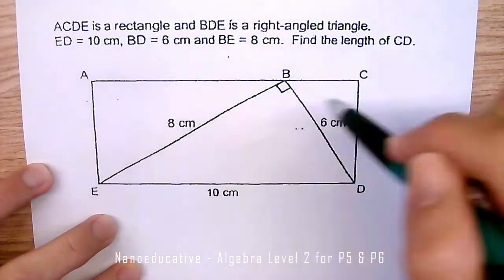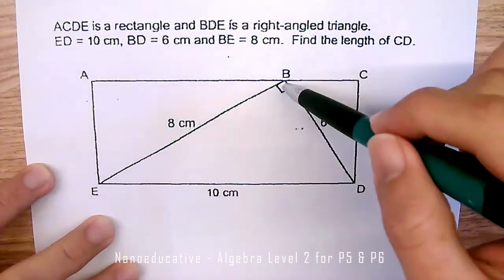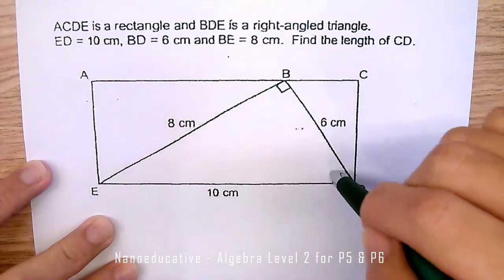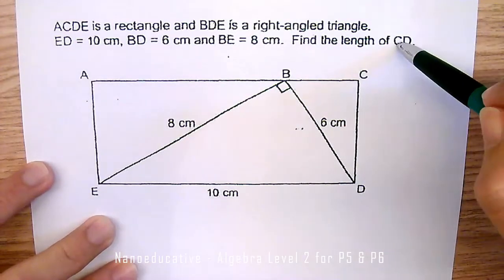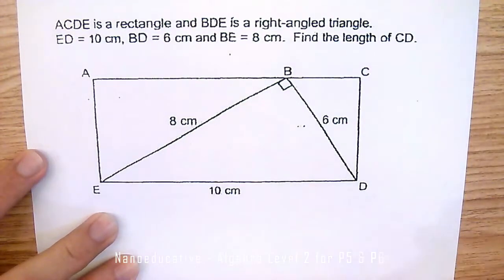ACDE is a rectangle, and BDE is a right angle triangle. This one is 10, this one is 6, this one is 8. Find the length of CD. Now, in order to do this, right?